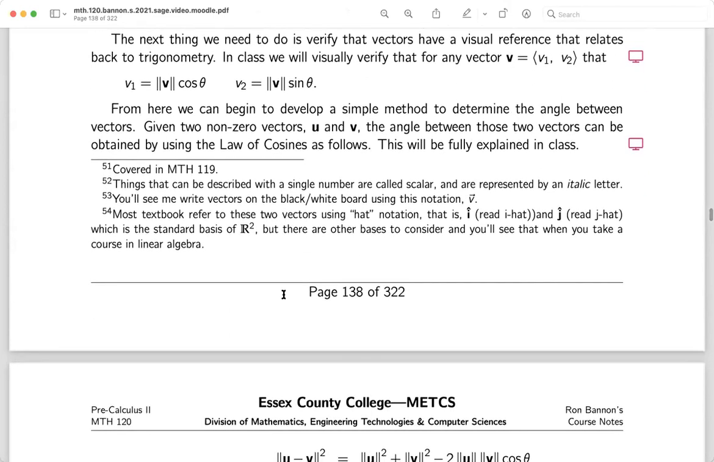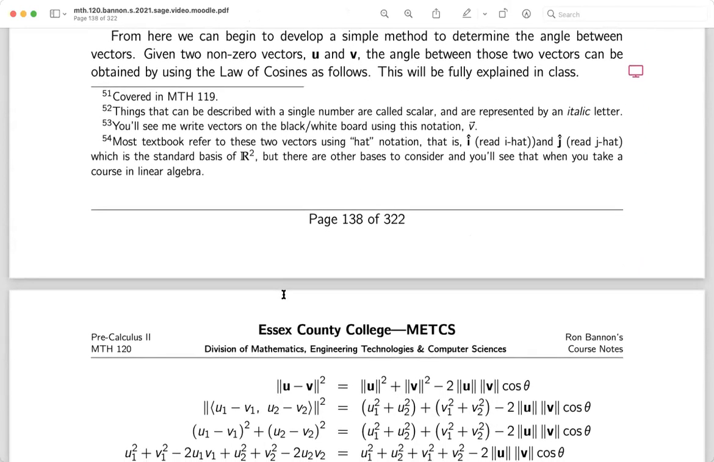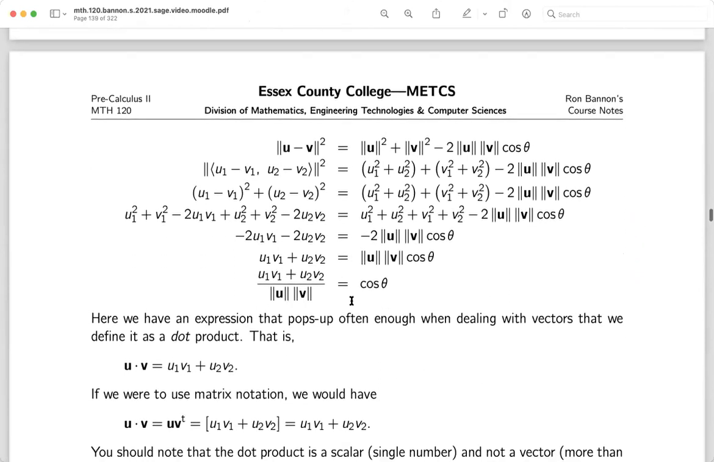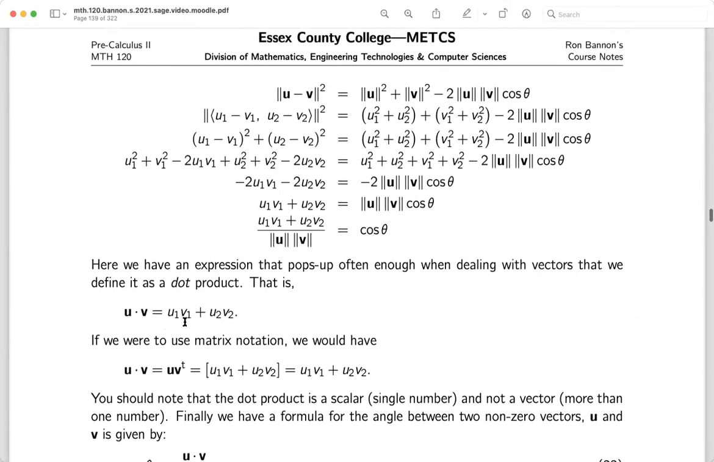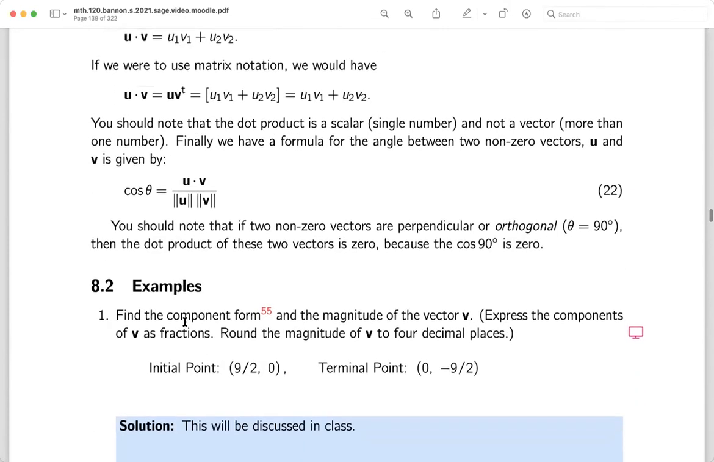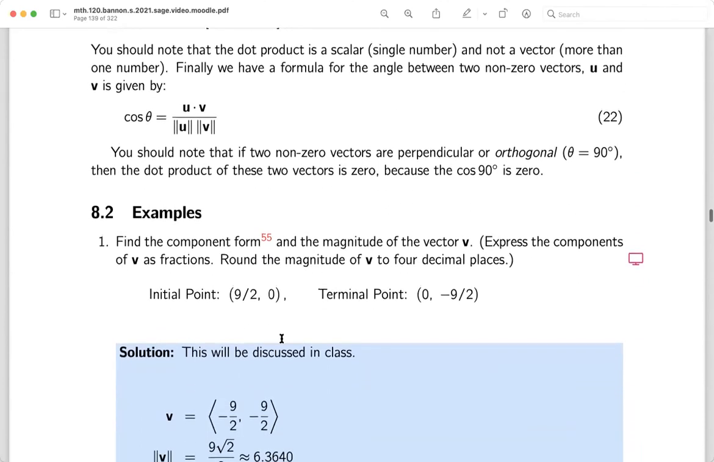Again, we're encouraging you to also listen and reread the notes. Then we're going to use the law of cosines to derive a formula for the angle between two vectors, u and v. It involves a computation that pops up a lot, and we define that computation to be a dot product. We'll go through that. We have a nice little formula for it. Then we get to the examples. All right, I'm going to switch over to the whiteboard. Just give me a second to do so.